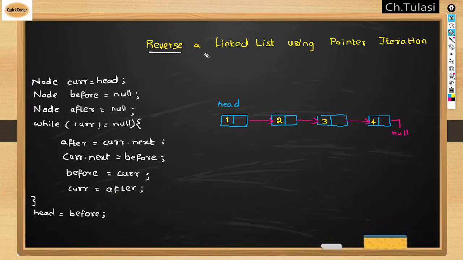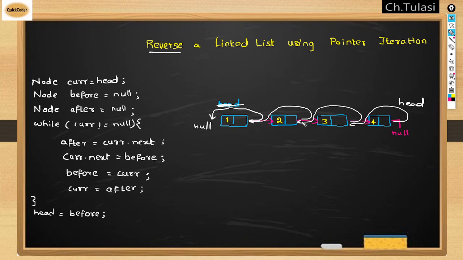Okay, now let's start reversing a linked list using pointer iteration. Pointer iteration is nothing but, instead of swapping the data, we are just taking this link to this side, this link to here, this link to here, and this link to here. This link to here means this is null and my head will be here. Okay, like this I will do this.